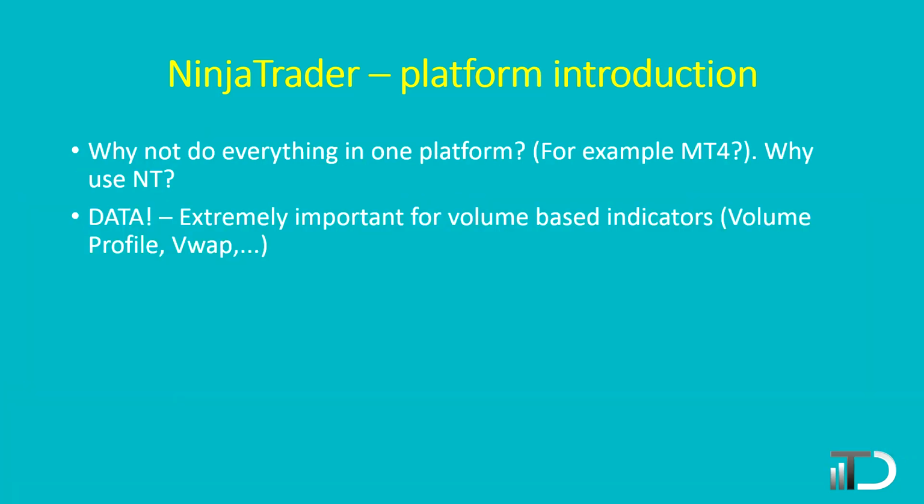So at this point, you may ask why I don't do everything in just one trading platform, why I don't do my analysis, for example, in MetaTrader 4. Everybody uses MetaTrader 4, so why not use it for the analysis? Why bother with NinjaTrader? The main reason is the data. Having good data is extremely important for volume-based indicators, like for example, volume profile or the VWAP. You can't really plot volume profile or VWAP if you don't have good volume data. And unfortunately, MetaTrader doesn't really provide that.